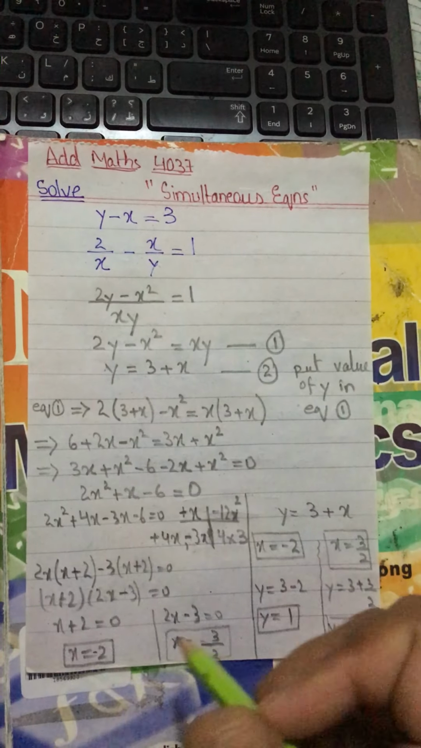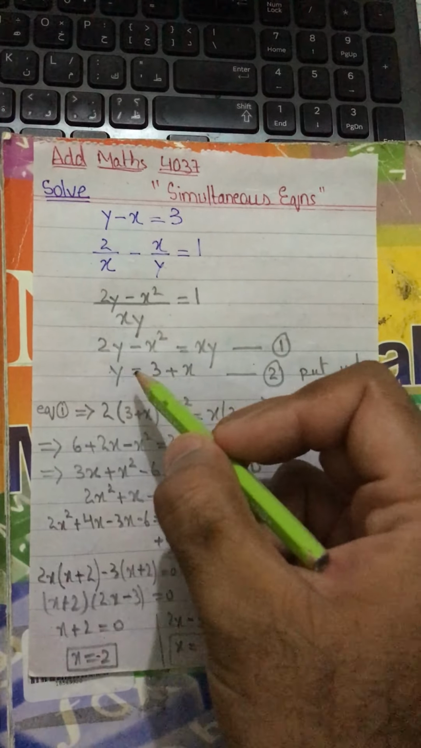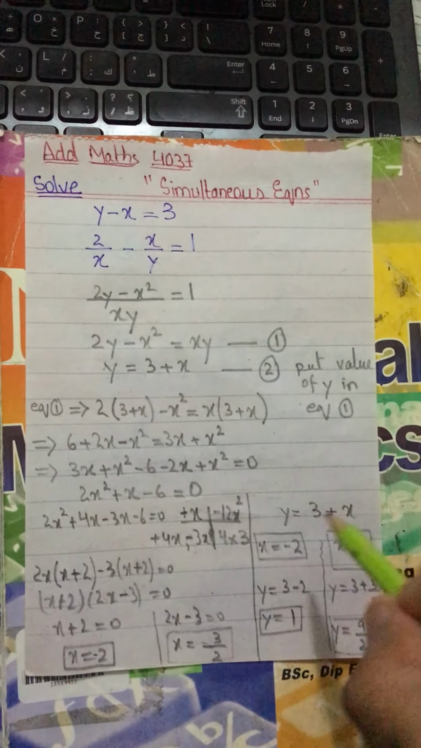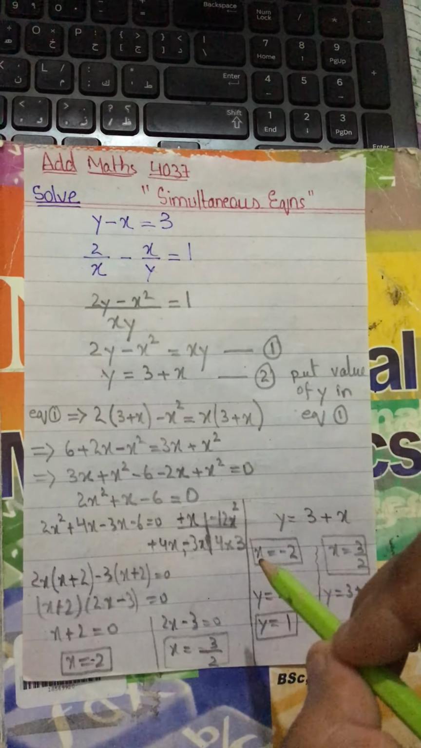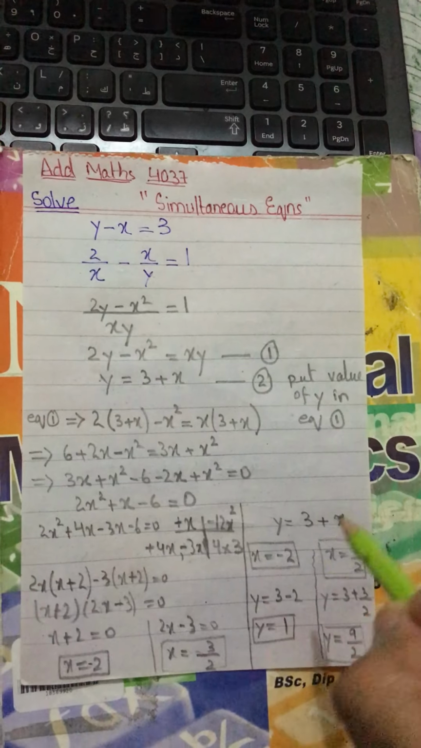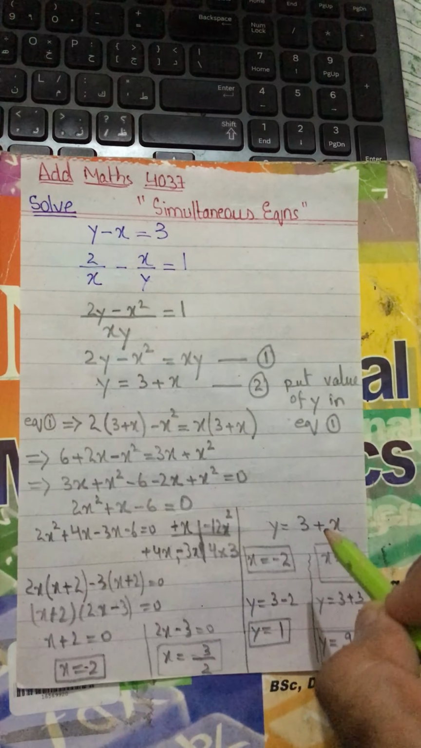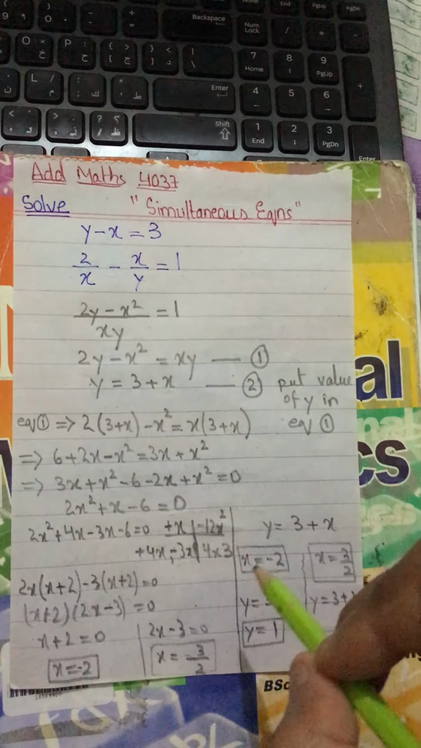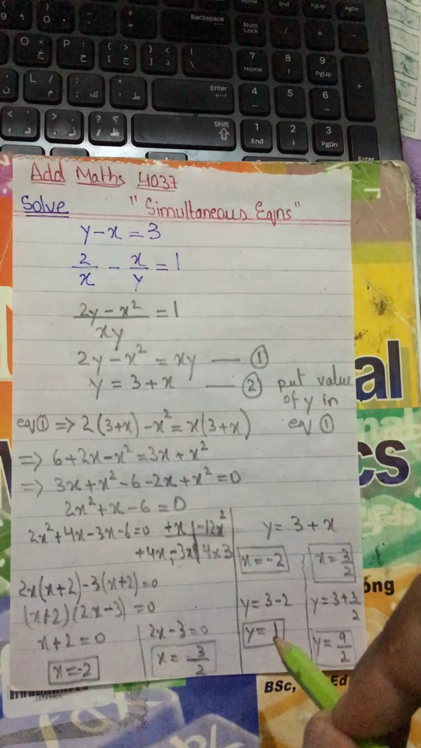Now I will use these two values of x and will calculate the value of y by using equation number 2. This is my equation number 2. So first I am putting the value of x equals to minus 2. When I will put minus 2 over here, 3 minus 2 will be equals to y, y equals to 1. So when x is equals to minus 2, the value of y is 1.